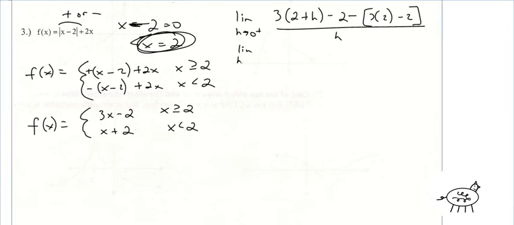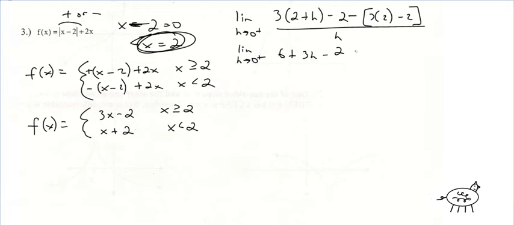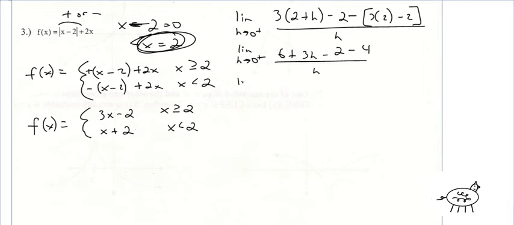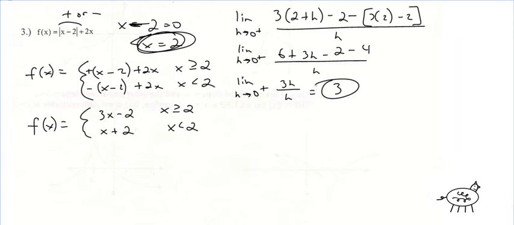So limit as h approaches 0 from the positive side. That gives us 6 plus 3h minus 2, minus that 6 minus 2 is 4, so minus 4, all over h. The 6 cancels with the 2 and the negative 2 and the 4. So really you have 3h over h, and that simplifies to 3. So that's the slope of 3x minus 2 at x equals 2.